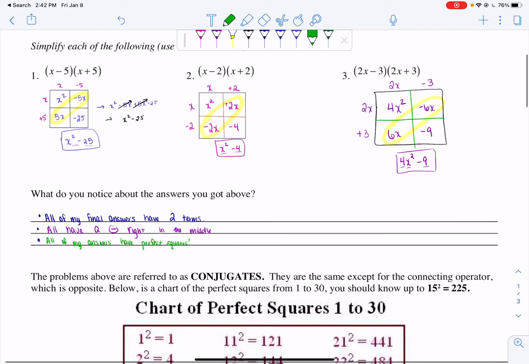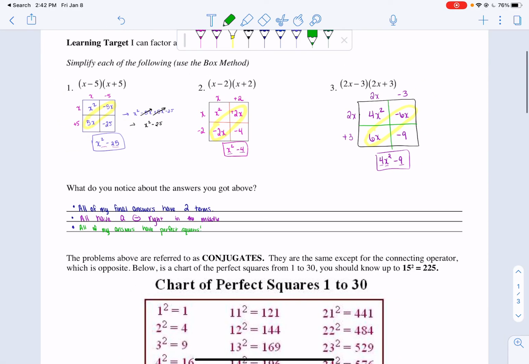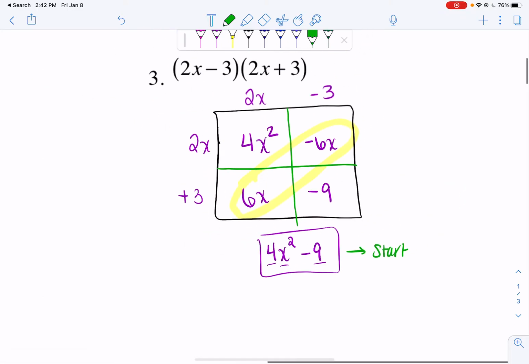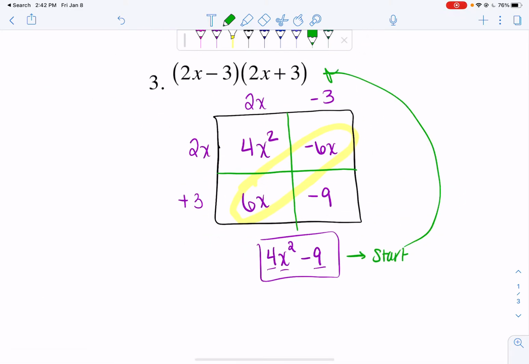Good. So this is a method called DOTS factoring. We're going to basically start with this and end here. So we want to go backwards. We want to reverse this process.